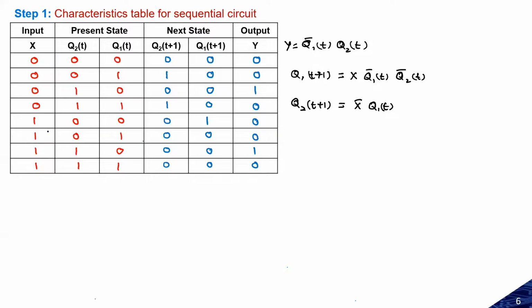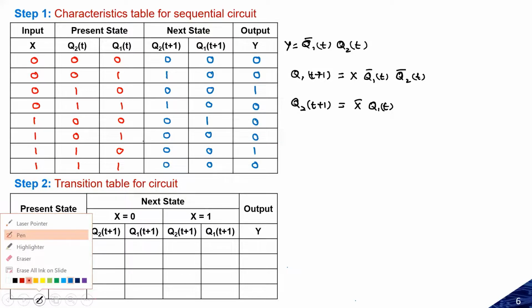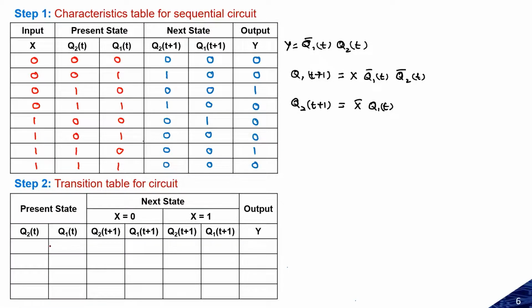Next step is, once we are ready with this characteristics table, we need to prepare the transition table. Let us see how the transition table is prepared. Transition table preparation is nothing but a rearrangement of the first table. The rearrangement means simply that Q2 and Q1 can have four possibilities: 00, 01, 10, and 11. So these are the possibilities.